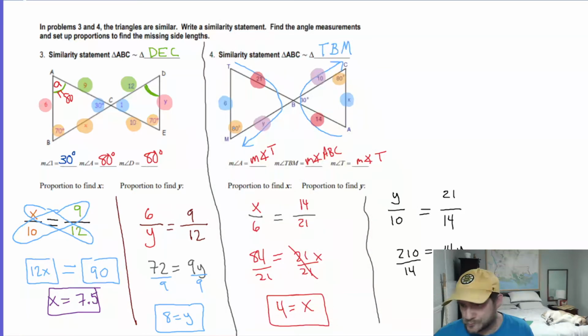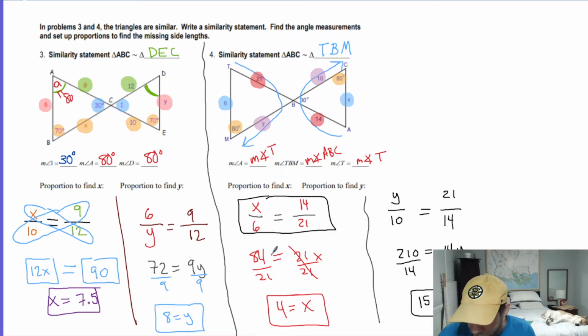So that's it for that. So there you go. We wrote our similarity statement. We paired off corresponding parts. We wrote proportions, and we showed our work to get to a final answer. Make sure you know how to write the proportion. Make sure you know how to cross multiply to get your final answer. If you do the work in your head, don't expect to get credit. You have to have work shown.